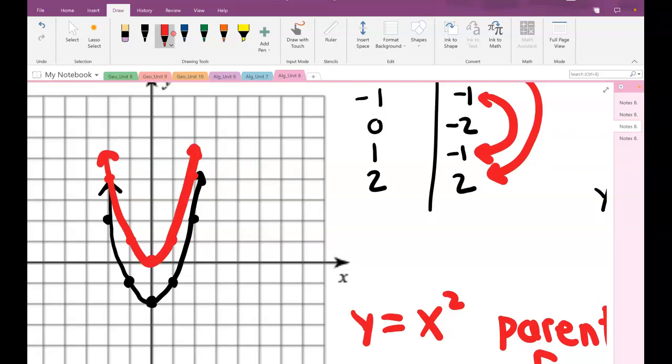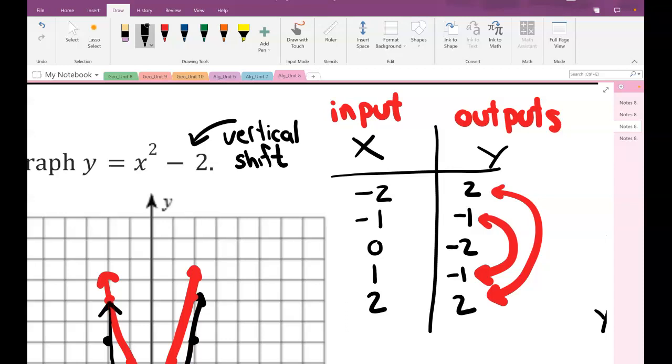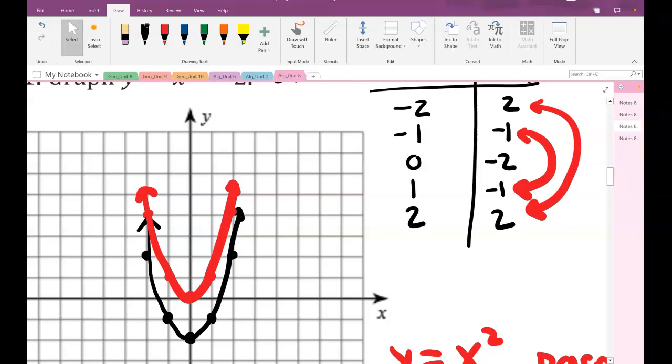So this black graph and the red graph are similar, but they're not lined up correctly. It looks like we went from the red graph and we shifted down 2. And you see this minus 2 on the back, we would call that a vertical shift. So if you're ever adding a constant at the back, it'll shift upwards. If you're ever subtracting a number, it'll shift down. That's why the black one is lower than our parent function, because we had a shift down of 2 units.